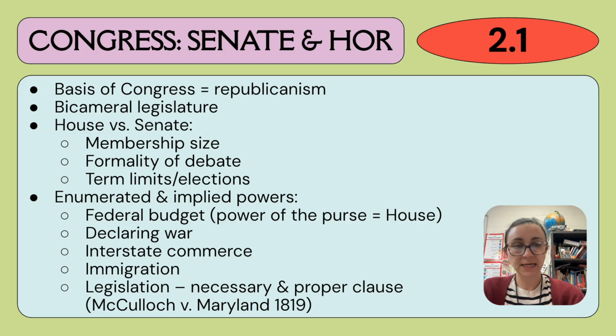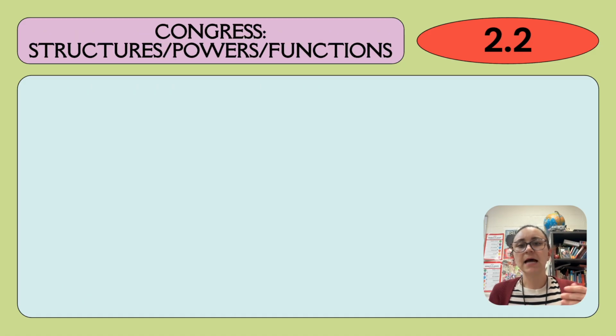And so that's kind of their last catch-all job there. Okay. Next, let's talk about 2.2. 2.2 is about the structures, powers, and functions of Congress. So basically, how do they do their job? If we know that their job is to pass legislation, well, how do they do that?